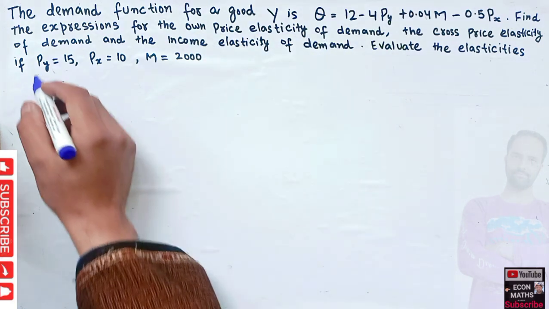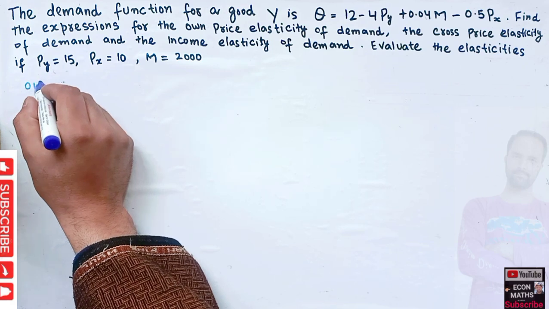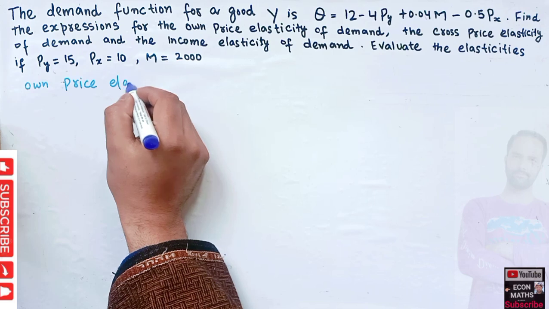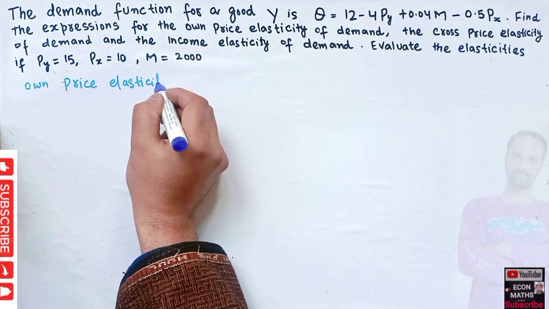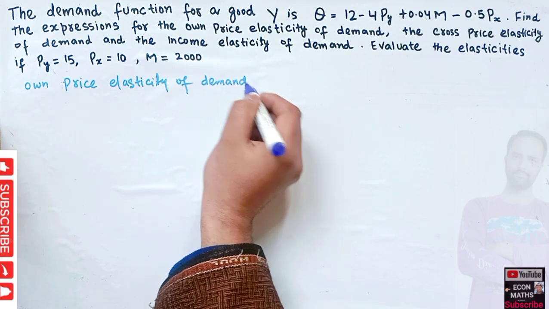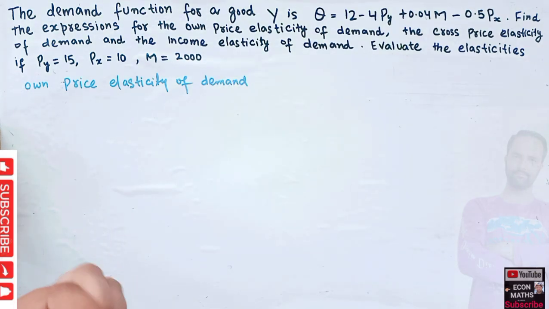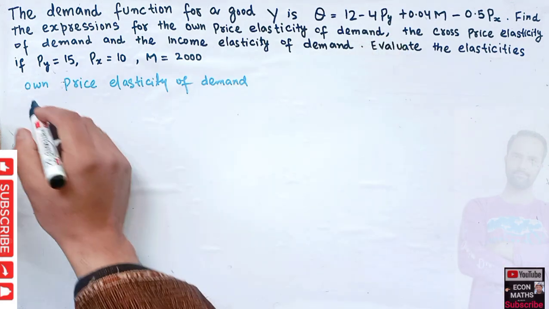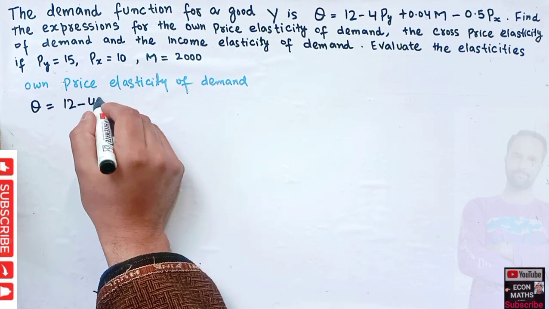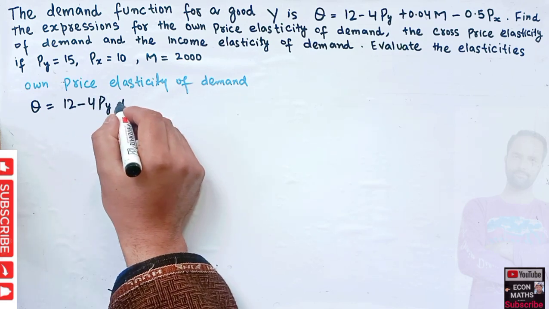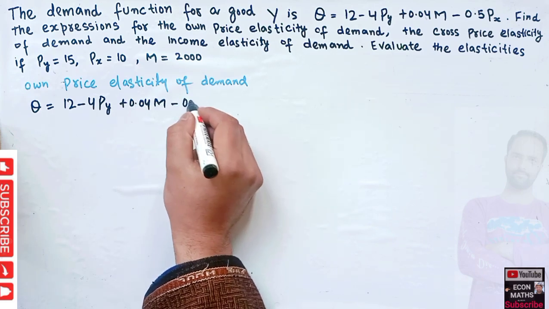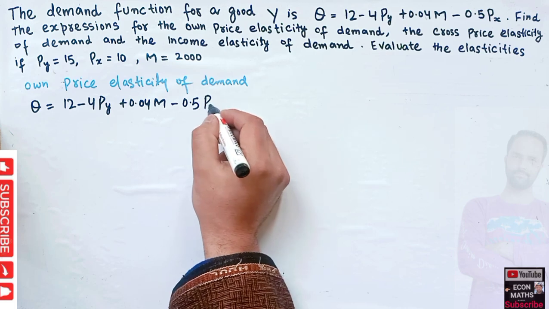So first, finding the own price elasticity of demand. Okay, how do we calculate the own price elasticity of demand? So first, let me write out the demand function. Q = 12 - 4 times the price of good Y + 0.04 times the income of the consumer - 0.5 times the price of good X.